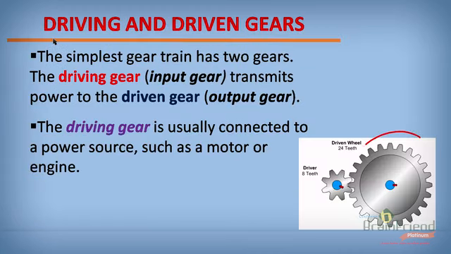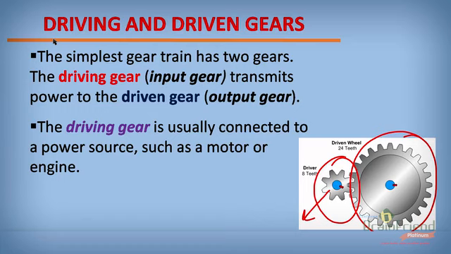This is a simple gear arrangement made up of two gears. One is the driven and the other one is the driver or the driving gear. Now, the driving gear is normally connected to the power source of the gear, and it transmits power from the power source to the driven gear.